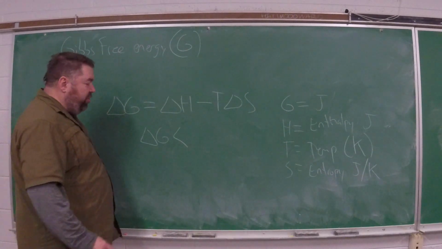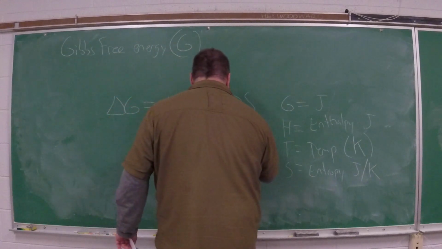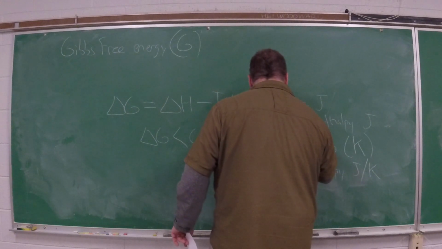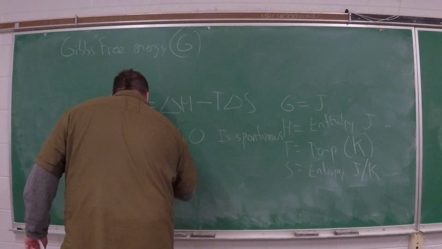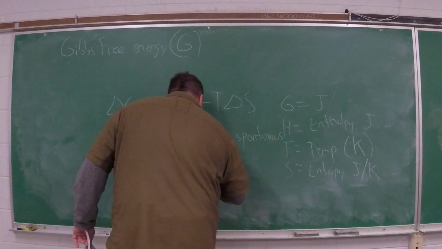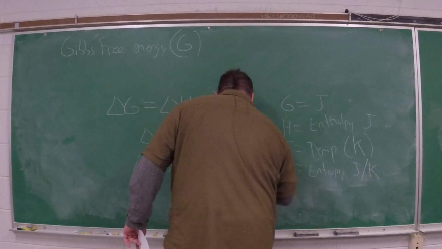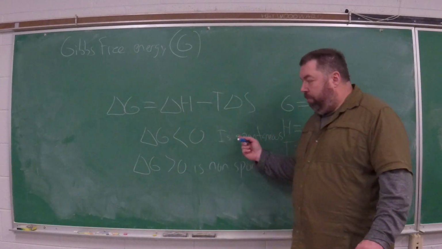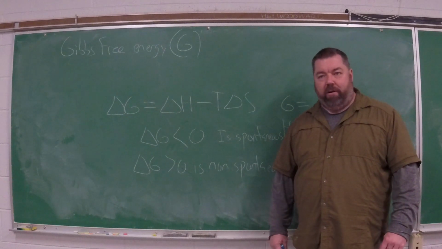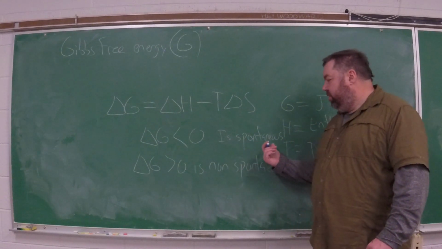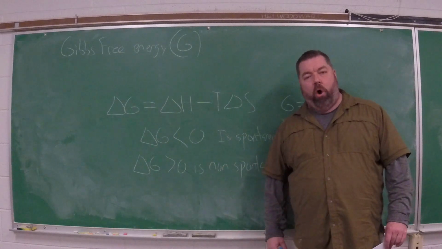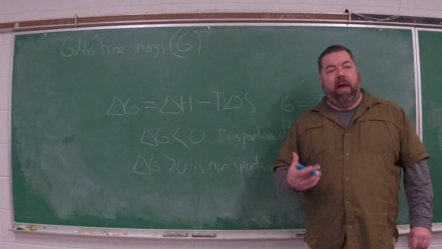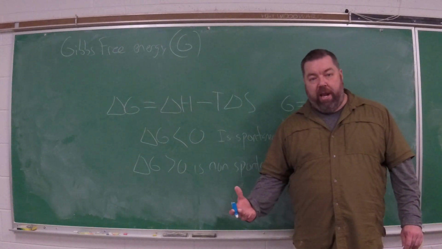Delta G less than 0 is spontaneous. Delta G greater than 0 is non-spontaneous. Right? This is very important, okay? We're not going into a lot of detail here, right? But delta G less than 0 is spontaneous. That means the reaction will automatically happen, right? Delta G greater than 0 is non-spontaneous. That means the reaction will not happen unless we put some energy into it.